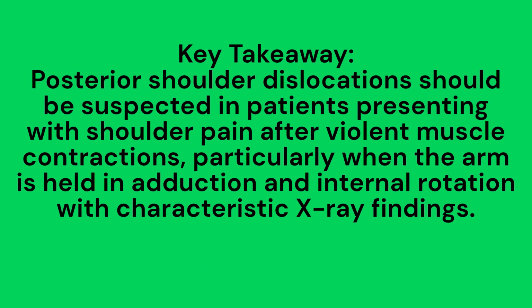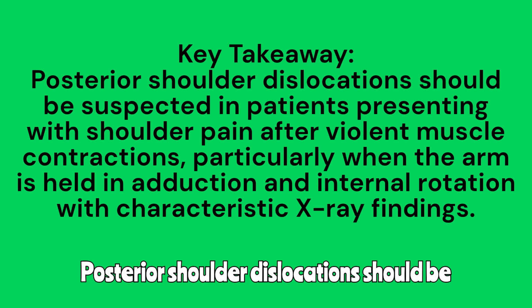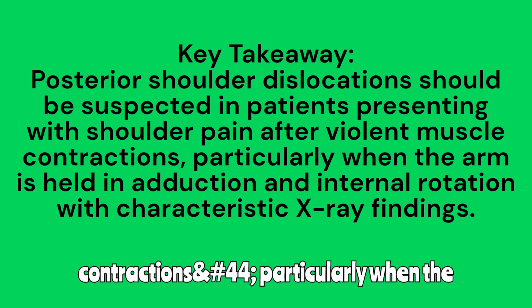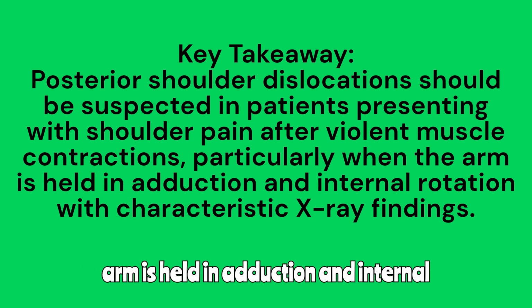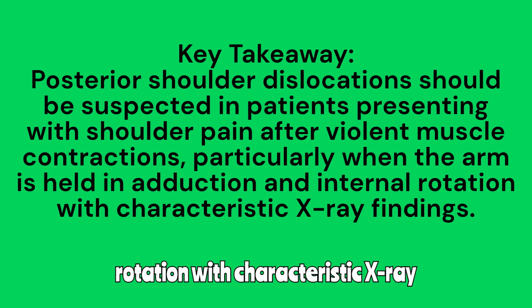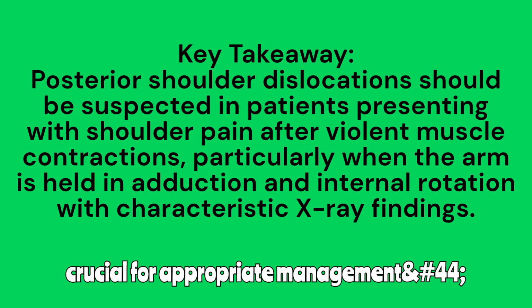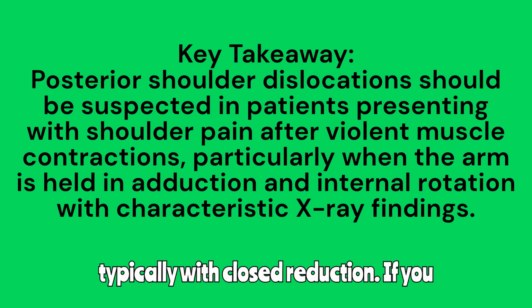Key takeaway: posterior shoulder dislocations should be suspected in patients presenting with shoulder pain after violent muscle contractions, particularly when the arm is held in adduction and internal rotation with characteristic X-ray findings. Proper identification is crucial for appropriate management, typically with closed reduction.